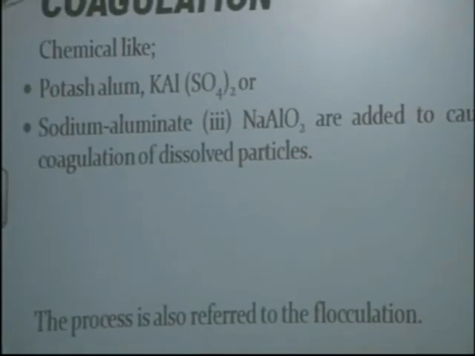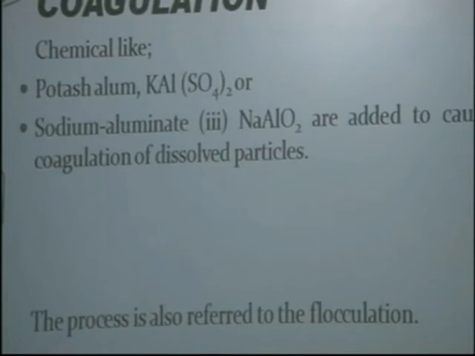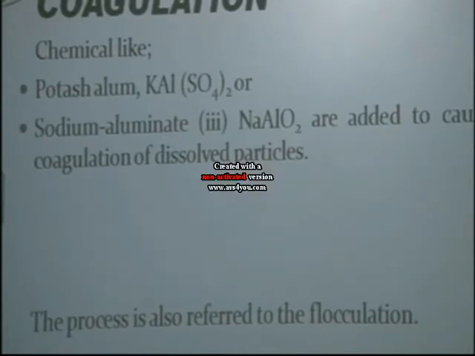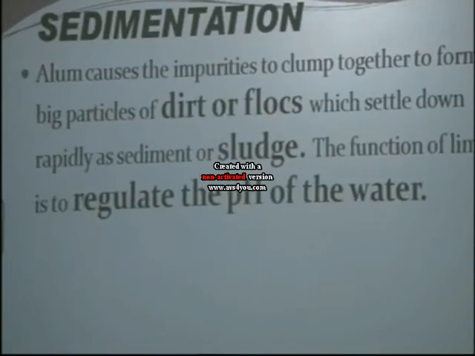Then we have two forms of this alum. One is potash alum, the other is sodium aluminate. The potash alum is known as potassium aluminium tetraoxosulfate 6, and the other one is just called sodium aluminate. When they are added, they coagulate the soft particles, which means they allow them to clump together to form solid particles, and the process is referred to as flocculation.